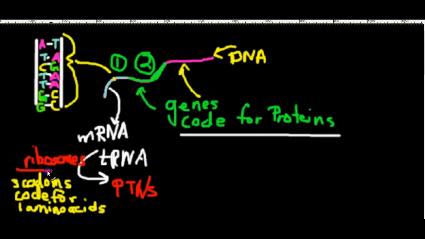Next up, the small part of the ribosome. Transfer RNAs come in, bringing amino acids. And then we have codons. On the messenger RNA, 3 codons code for 1 amino acid, and they're going to be making the proteins. And it's the order of these base pairs in the DNA that determines the order of the amino acids, which determines which protein is going to be made.